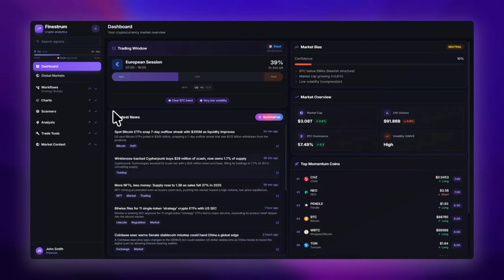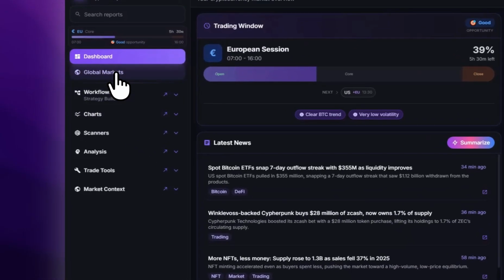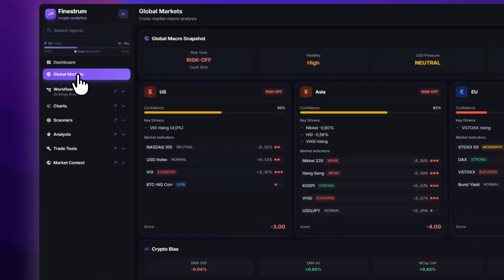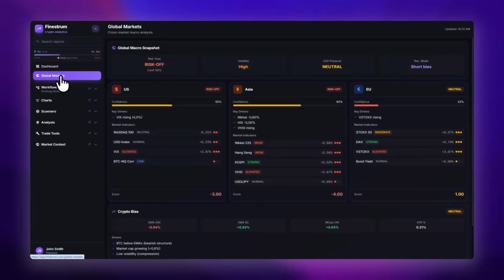From the left sidebar, click on Global Markets. This section sits right below the main dashboard and gives you a cross-market macro overview, combining equities, volatility, currencies, and risk sentiment into one unified view.